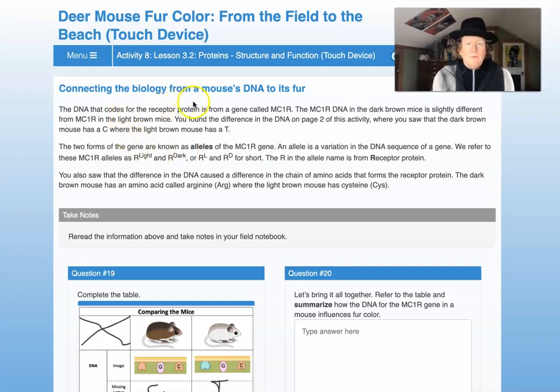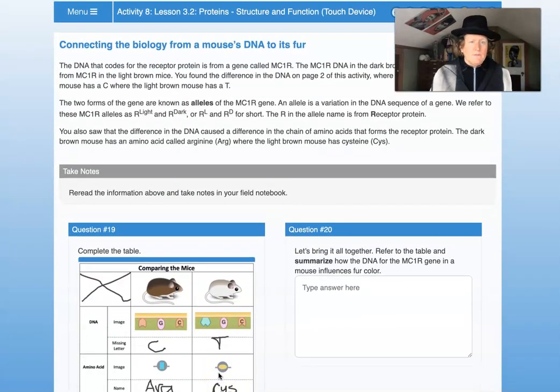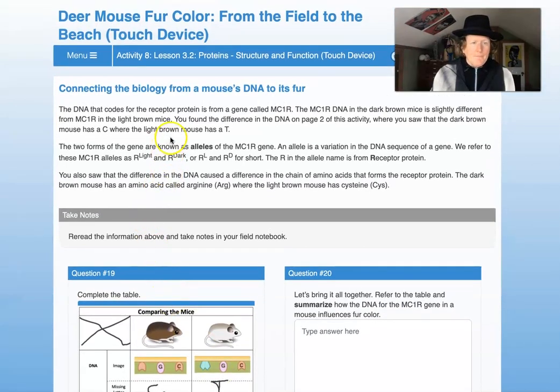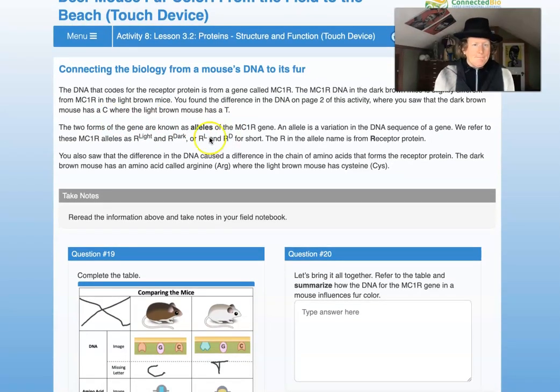Connecting the biology from a mouse's DNA to its fur. The DNA that codes for the receptor protein is from a gene called MC1R. The MC1R DNA in the dark brown mice is slightly different from the MC1R in the light brown mice. So that's in the gene that codes for the receptor protein. You found a difference in the DNA on page 2 of this activity, where you saw that the dark brown mice had a C where the light brown mice had a T. Those are the nucleotides in the DNA.